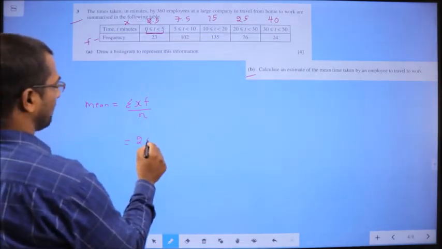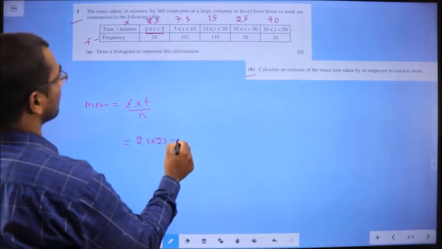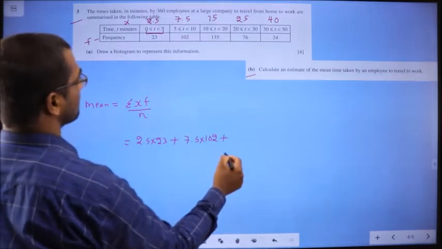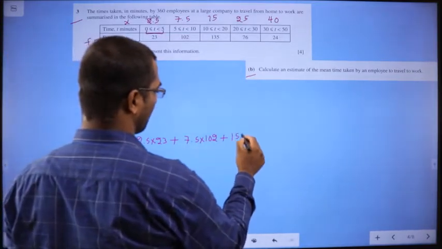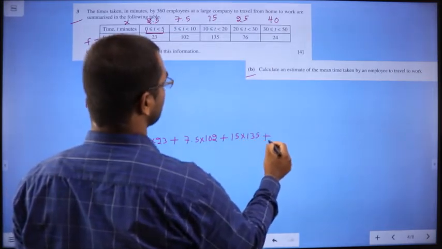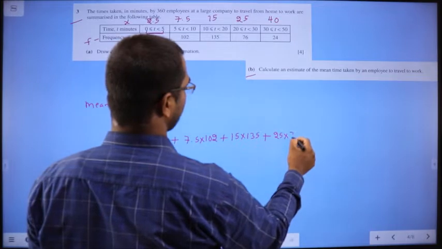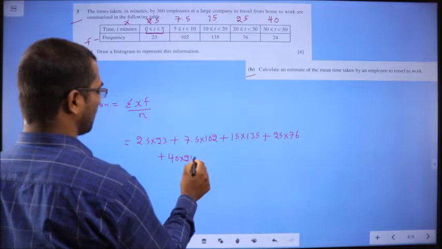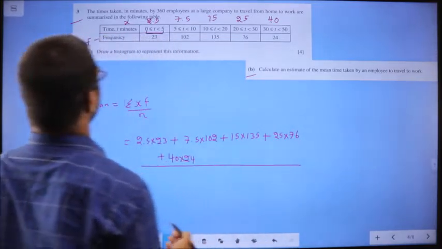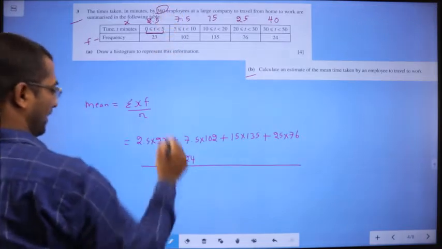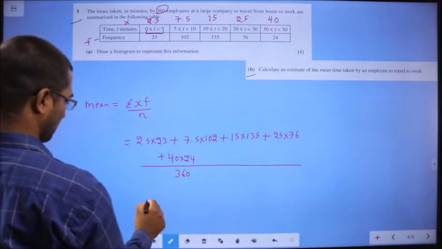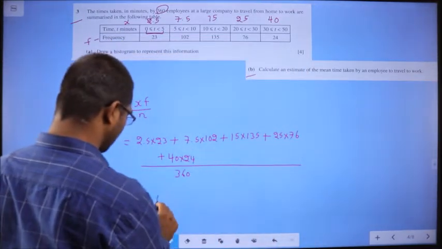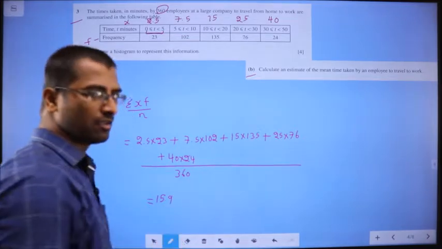So it is 2.5 into 23 plus 7.5 into 102 plus 15 into 135 plus 25 into 76 plus 40 into 24, divided by n, the total, which is 360. Place it in the calculator. You get the answer to be 15.9.